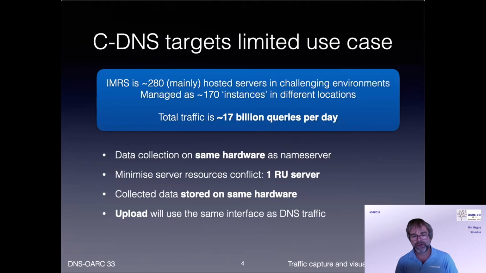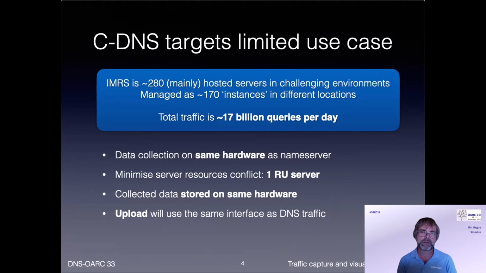So, a brief overview of IMRS, because CDNS was designed specifically to target the use case for IMRS. IMRS is roughly 280 hosted servers. I'm describing it here as challenging environments. The servers are grouped into roughly 170, we call them instances, in different locations. And they are ICANN servers, but installed into a donor data center. And at present, the total traffic captured through IMRS is in the order of 17 billion queries every day.